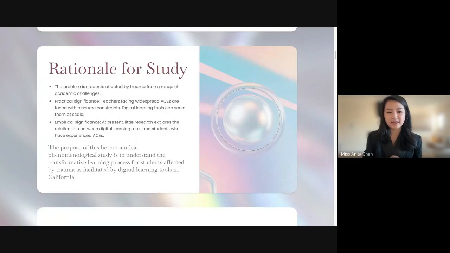As for the rationale for my study, the problem is that students are affected by trauma, and that trauma creates a range of academic challenges for them. Practically speaking, teachers are facing increased ACEs and also resource constraints. I think that digital learning tools can help to serve them at scale. The empirical significance of my study is that at present, there is little research that explores the relationship between digital learning tools and students who have experienced ACEs. So I've created this hermeneutical phenomenological study to understand how the transformative learning process occurs for students affected by trauma by studying a program that facilitates transformative learning through digital tools here in California.